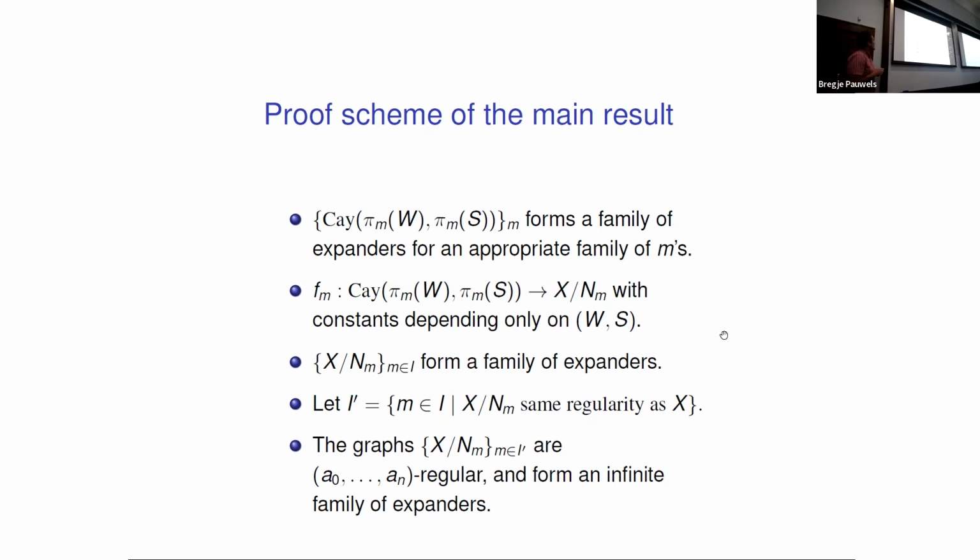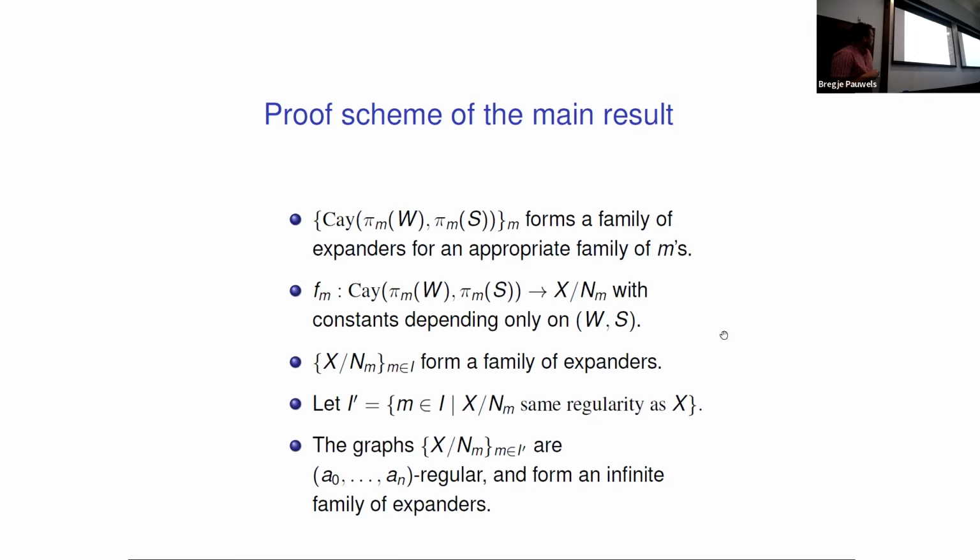Okay, proof scheme of the main result. So basically, I've already sort of told you most of it, but it's good to remind you. We will have Cayley graphs, which are these quotients of the original groups that we started with, and they will form a family of expanders for an appropriate family of M's. This is where the magic of superapproximation is hidden as a black box. This is a major theorem by Alireza Salehi Golsefidi that tells you that such a family exists. So you can choose these things.